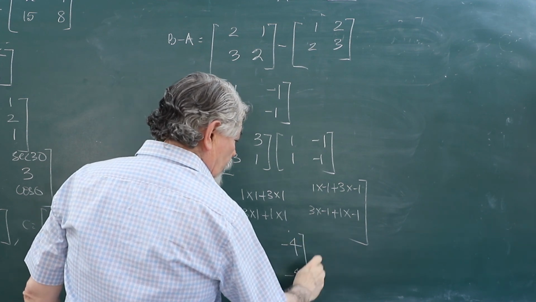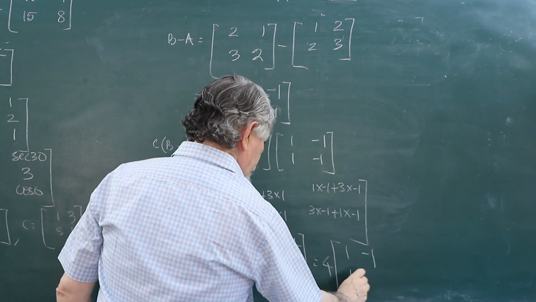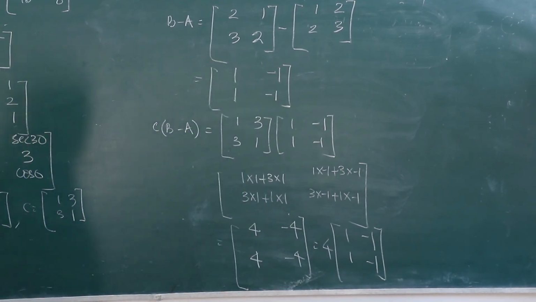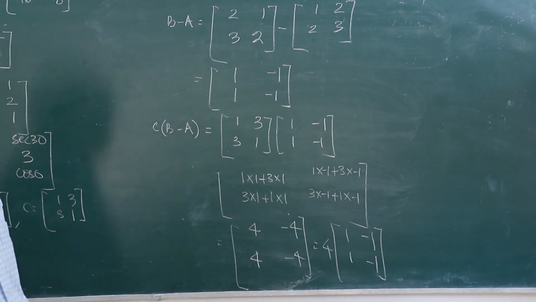You can take out 4 common. It will be left 1, minus 1, 1, minus 1. But actually B minus A is this. So it is 4 into B minus A.